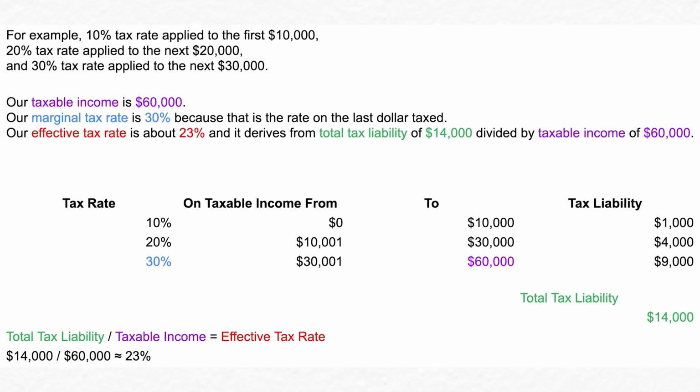For example, a 10% tax rate applied to the first $10,000, a 20% tax rate applied to the next $20,000, and a 30% tax rate applied to the next $30,000. Our taxable income is $60,000. Our marginal tax rate is 30% because that is the rate on the last dollar taxed. Our effective tax rate is 22%, derived from total tax liability of $14,000 divided by taxable income of $60,000. This also illustrates a progressive tax structure where a range of taxable income is taxed at a specific tax rate. The higher our income, the higher the tax rate on that income.